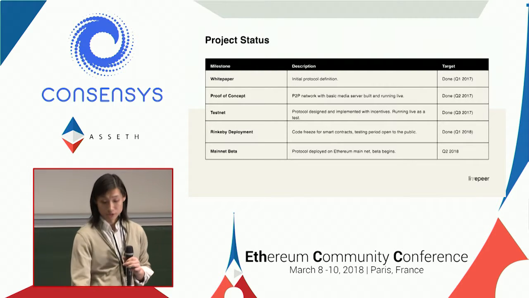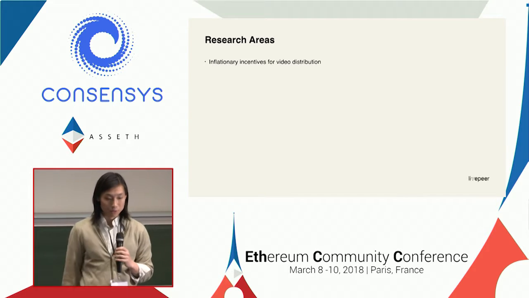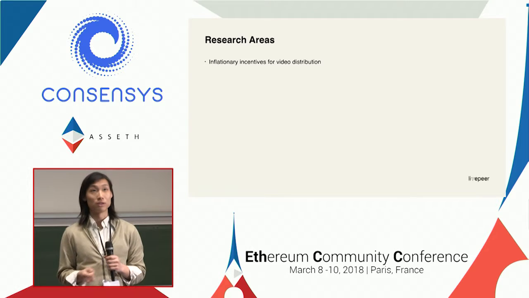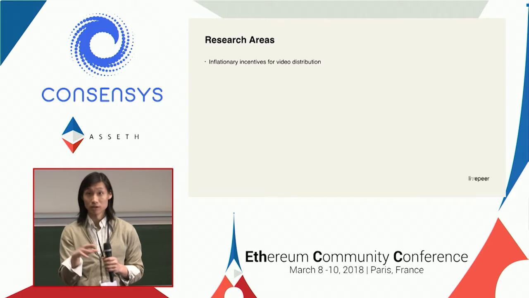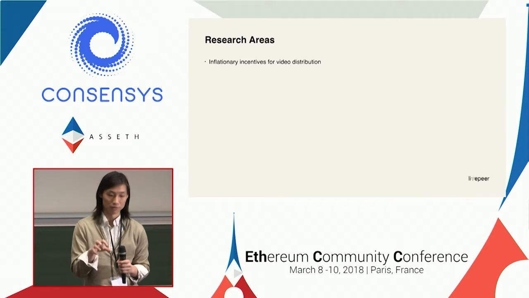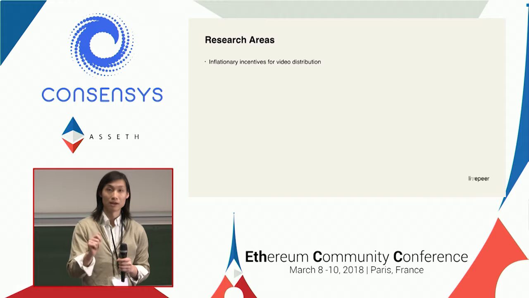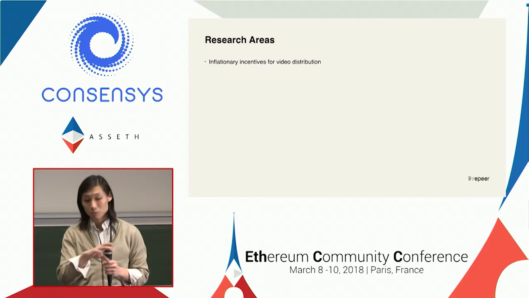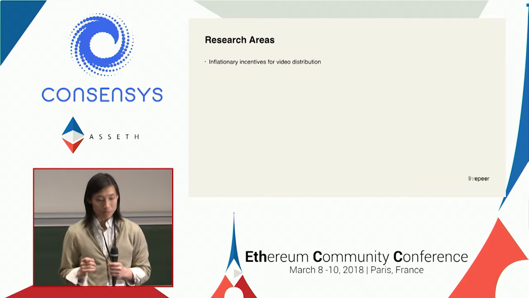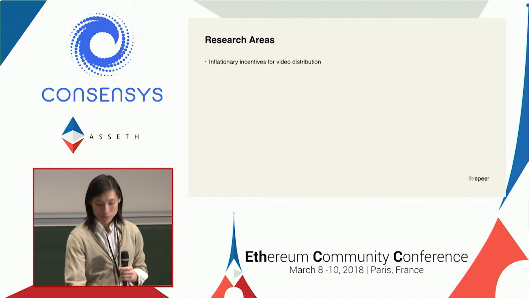But this is just the first version of the protocol, right? There are many open, interesting research areas that we're working on. One interesting area is inflationary incentives for video distribution, because we talked a little bit about video transcoding, right? But video distribution is another really important piece for doing the online video transcoding. Right now, the delivery works in a peer-to-peer fashion in a kind of tit-for-tat way, so that while it works, it's not going to scale to thousands and thousands of nodes participating. But with the correct incentives, this network can grow in a very scalable way.